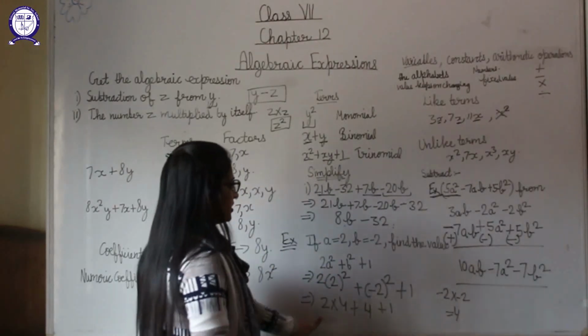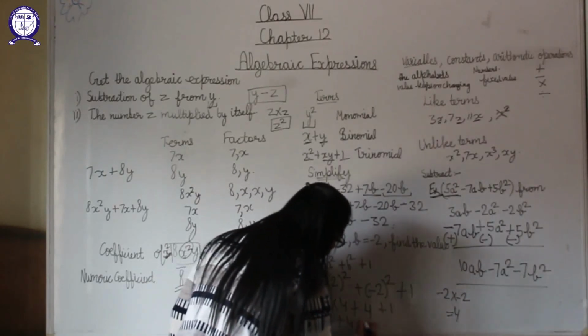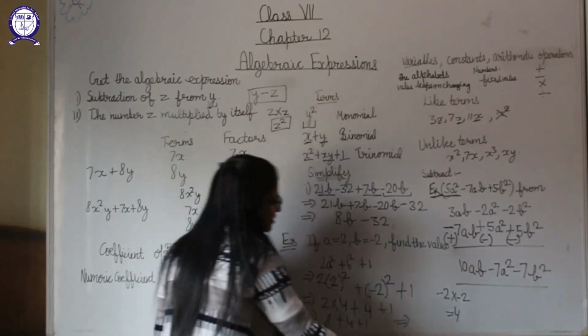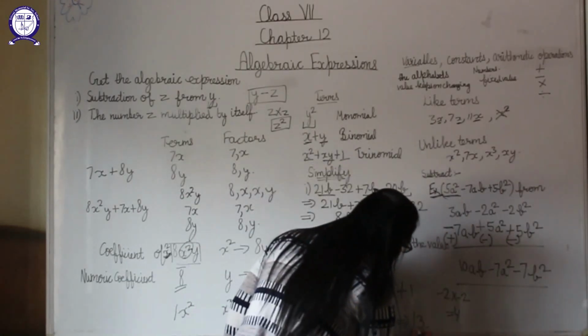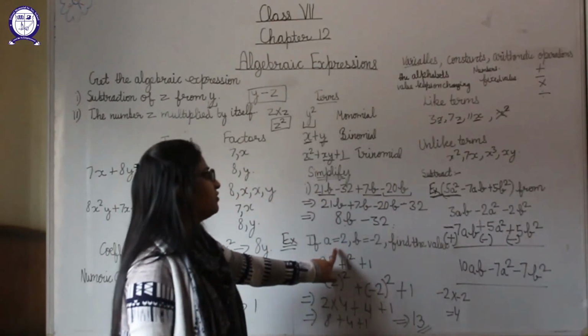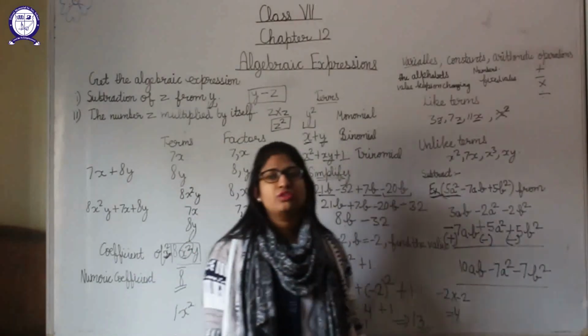Now 2 fours is 8, plus 4, plus 1. So what we are getting here as our answer, students, 8 plus 4 is 12, plus 1 is 13. So we are getting 13 as our answer by replacing the values of a and b in this algebraic expression. So students, by this your chapter is over.